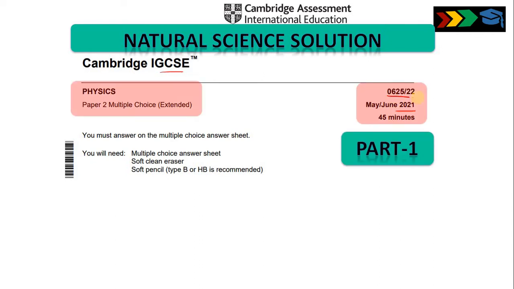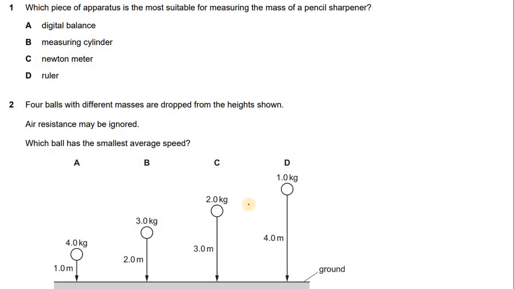So let's start. Question number 1, which piece of apparatus is the most suitable for measuring the mass of a pencil sharpener? This is a typical question in exam. They ask you the type of instrument or apparatus that can be used to measure some specific or given quantity. So there are 4 or 5 quantities and measuring instruments they keep asking, and I'm just giving you the list.